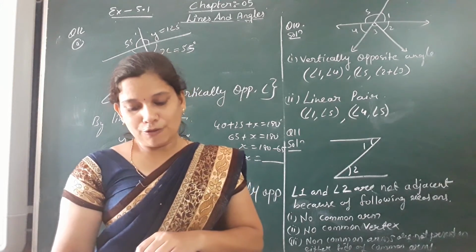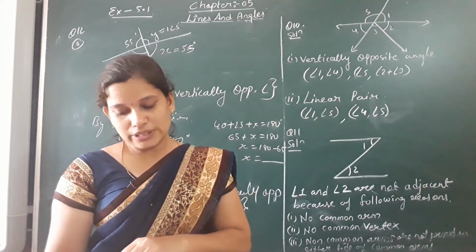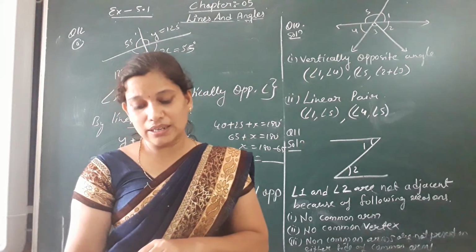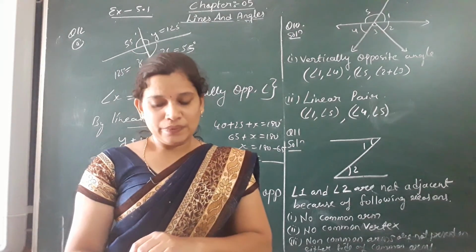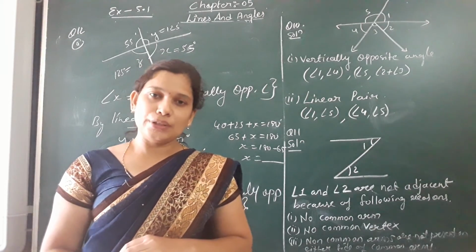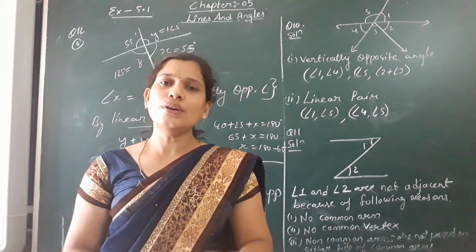Question number 13 you have to do on your own. The next question is, in the following figure, name the following pair: obtuse vertically opposite angle, adjacent complementary angle, equal supplementary angle, unequal supplementary angle, adjacent angle that do not form a linear pair. That is your homework. So question number 13 and 14 are your homework. Try to do them on your own. Okay, if any doubt is there, ask me through the WhatsApp number.